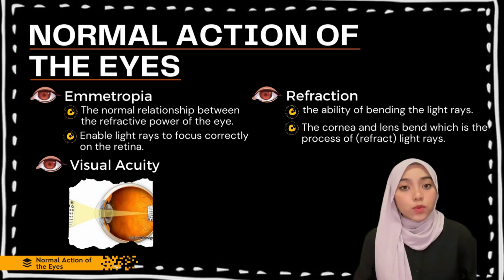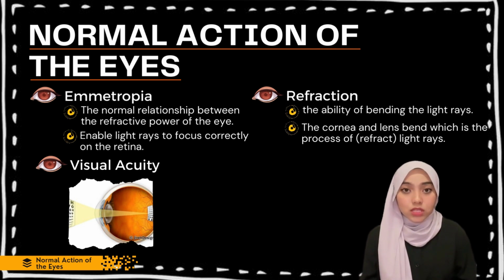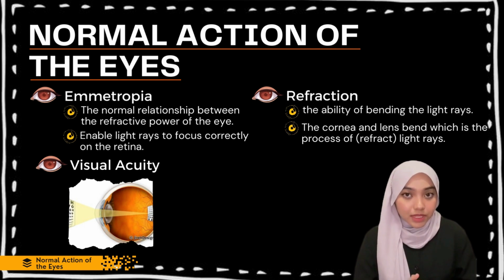Last but not least, we have visual acuity, which is the ability to distinguish object details and shape at a distance. However, acuity can also be stated as sharpness.